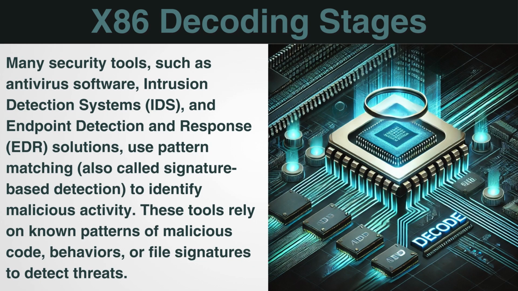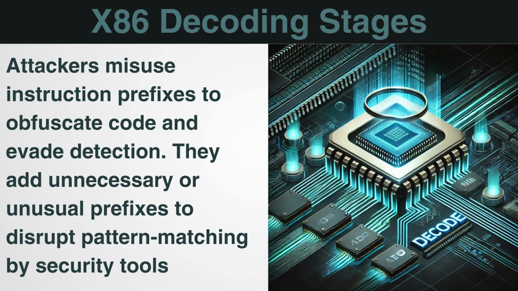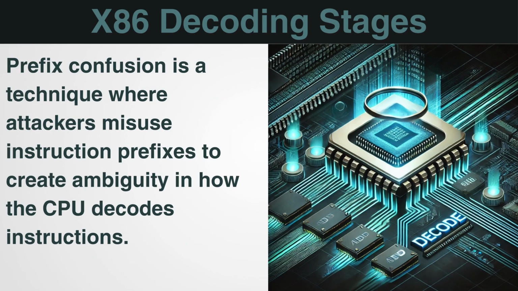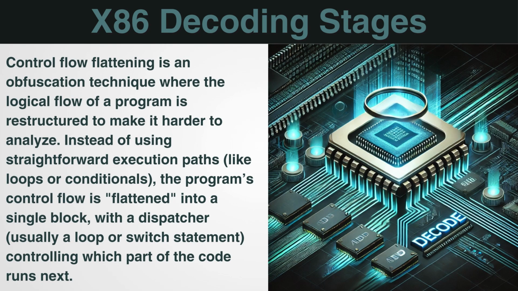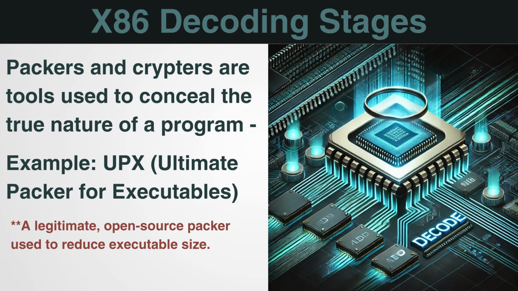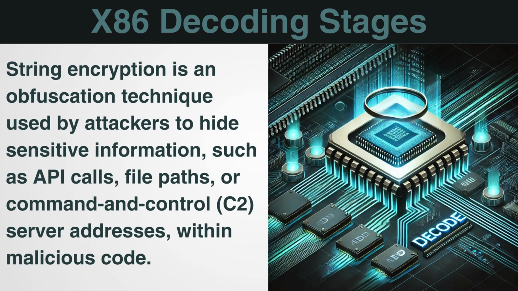Malware developers use obfuscation techniques to hide malicious payloads from detection tools. Static analysis tools rely on pattern matching to detect malware signatures, so obfuscation will break these patterns, delaying or preventing detection. They use common techniques for obfuscation like instruction prefix misuse, prefix confusion, junk code insertion, control flow flattening, packers and cryptors like UPX, and encryption of strings, like obfuscating API calls.